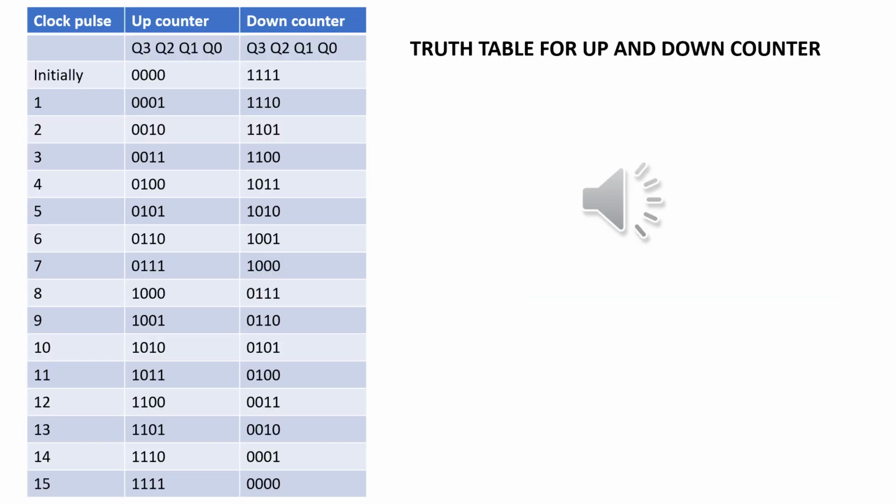So now we can see the truth table for up counter and also for the down counter. So the up counter counts the values from 0 to 15 and the down counter counts the values from 15 to 0, which is in the reverse manner, that is in the descending order. So the up counter is nothing but the complement of our down counter.